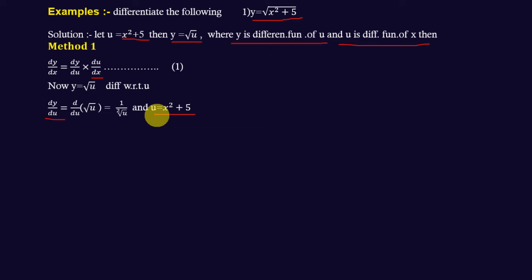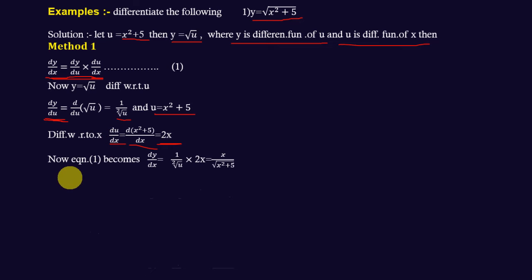Then we have to find du by dx. When we differentiate u with respect to x, where u is x square plus 5, the derivative is 2x. We know how to find the derivative: the derivative of x square is 2x and the derivative of a constant is 0. So we get dy by du as 1 upon 2 root u and du by dx as 2x. We substitute these values in equation 1. What is equation 1? It is dy by dx is equal to dy by du into du by dx.